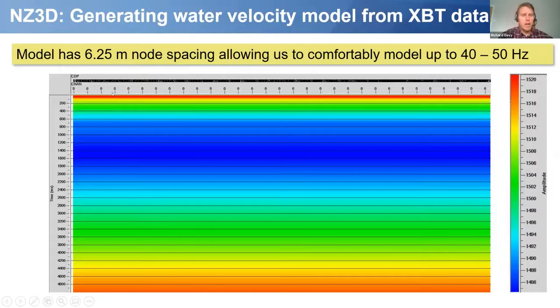In 2D, it looks like this. At this stage, it's just important to note that we're using a node spacing of 6.25 meters so that we can invert comfortably up to around 40 to 50 hertz. This is really fine compared to travel time tomography, which might be using a node spacing of 500 meters, maybe 200 meters if you're going fine. So already, the computational cost is quite evident with the node spacing.